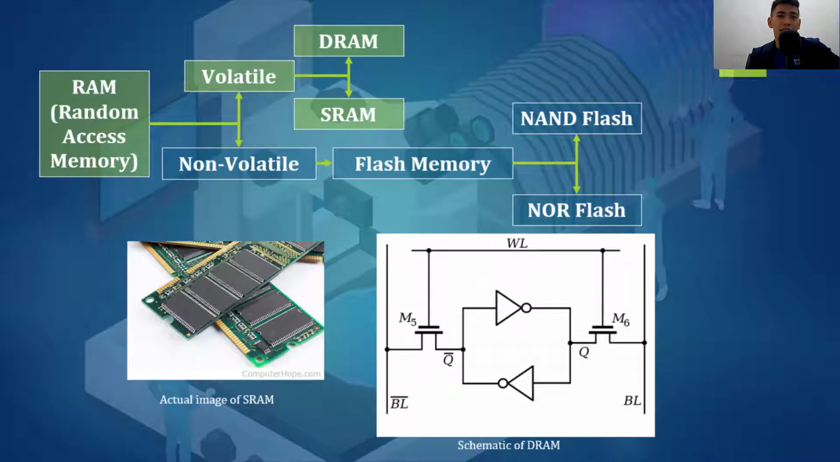SRAM, on the other hand, is much faster. It is also volatile, just like DRAM. SRAM cells are larger in size, which somehow hinders its implementation on a large scale.